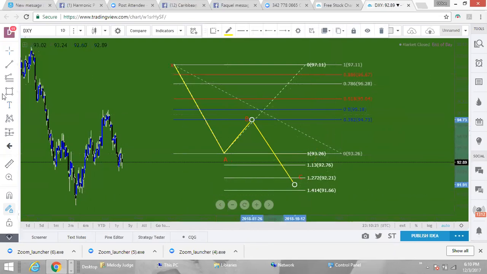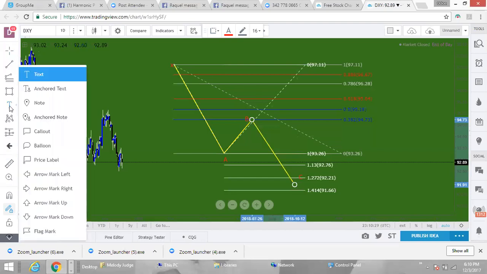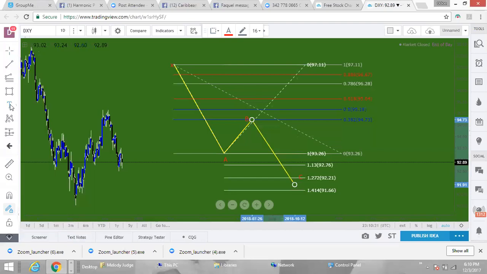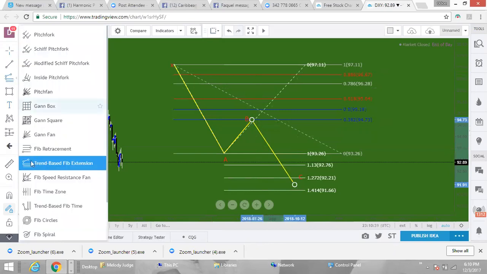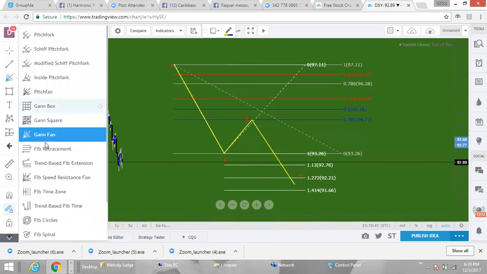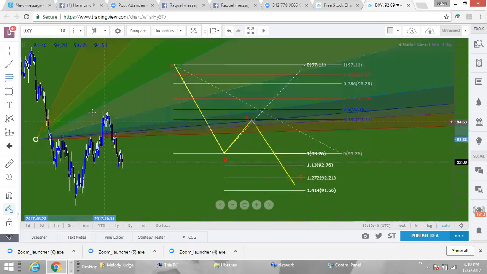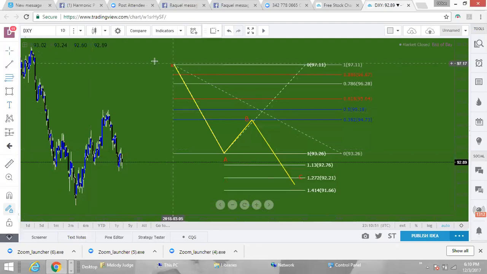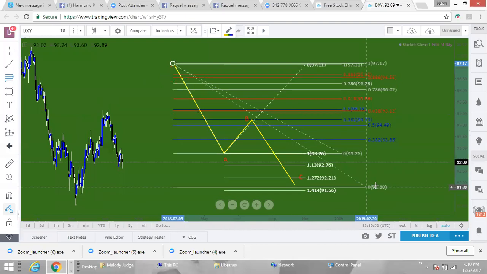Having identified C, we're going to look for where to enter the market for our D completion. In order to get that, we're going to use the Fibonacci retracement, from X all the way down to C.